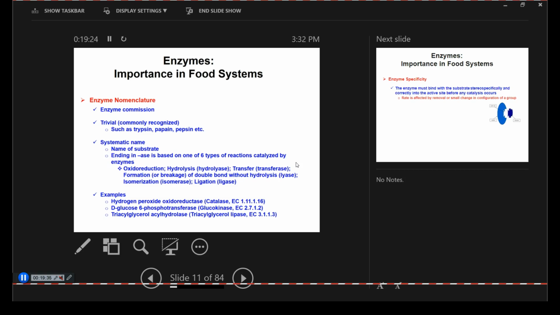So think about triglycerides. Triglyceride plus H2O plus lipase, triacylglycerol lipase, would break into 3 fatty acids and glycerol. So you need the water components, OH and H.